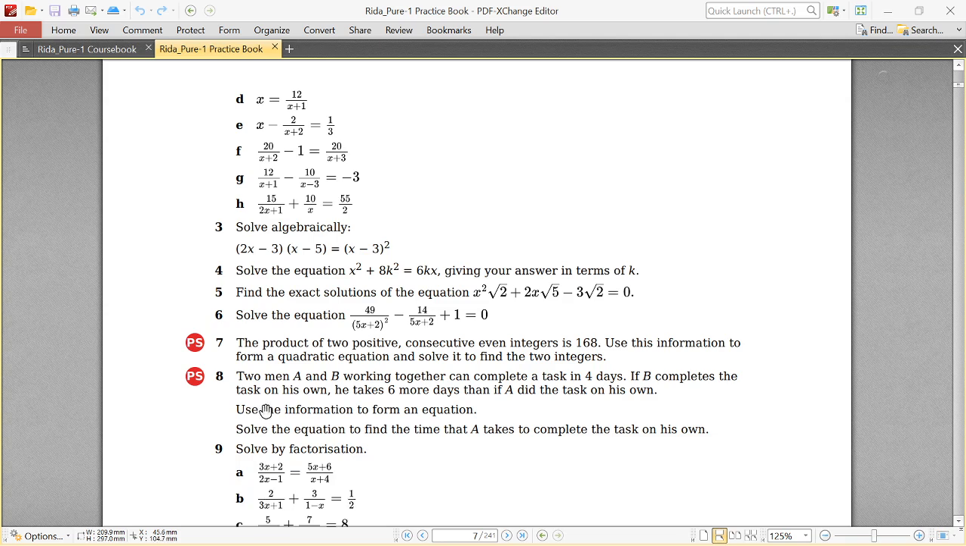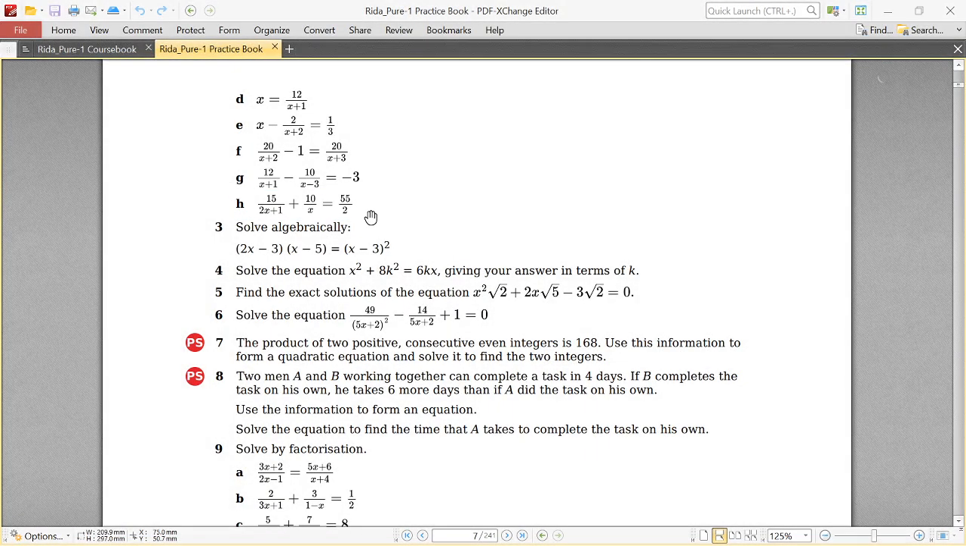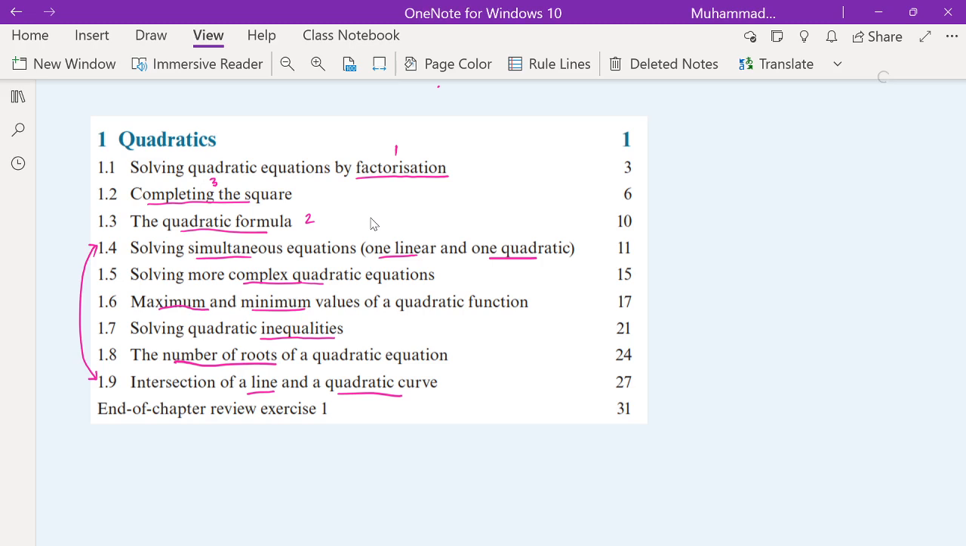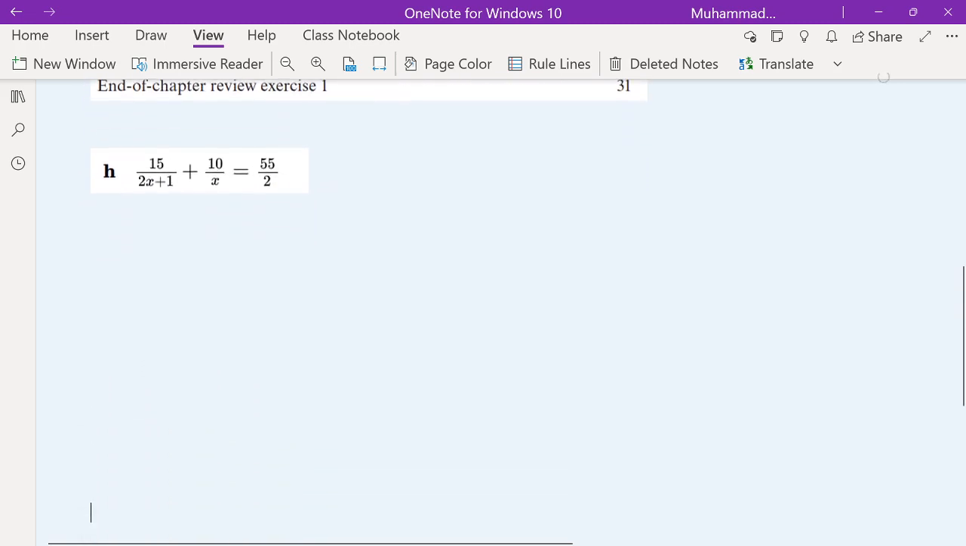Okay, so let me see. Now this doesn't look like a quadratic at all. If you look at it, here we are. It doesn't look like a quadratic at all. It's a fraction with x being in the denominator. So can you try this out?